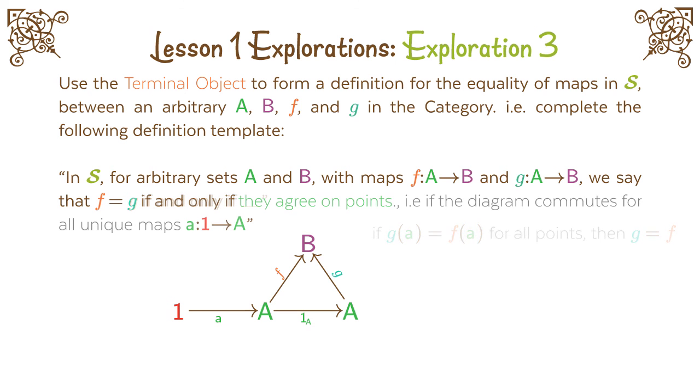So to form this into a definition, we can simply say, in S, for arbitrary sets A and B, with maps F from A to B and G from A to B, we can say that F equals G if and only if they agree on points. That is, if the following diagram commutes for all unique maps 1 to A.